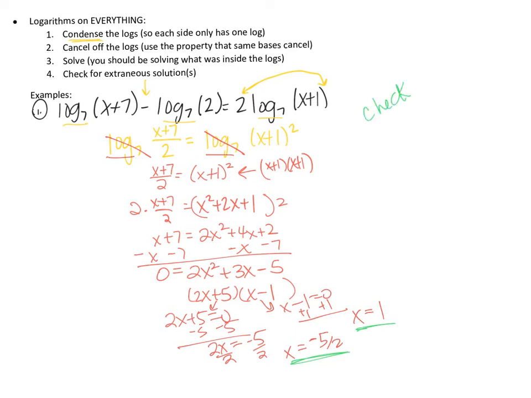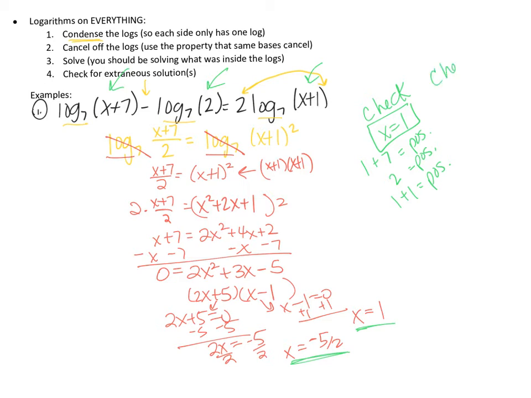Let's first check my x equals 1. I would go back to each of these logs and plug it in. I have x plus 7, so 1 plus 7 is indeed positive. With the 2, there's not even an x to plug in, so it's for sure positive. And then I have x plus 1, so 1 plus 1 is also positive. So this x equal to 1 works.